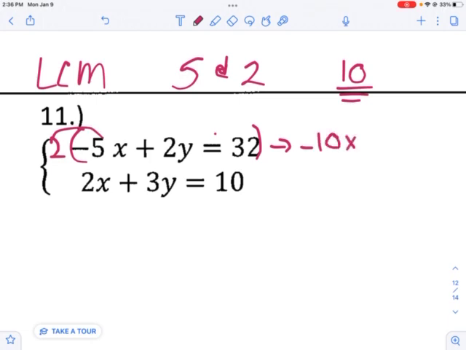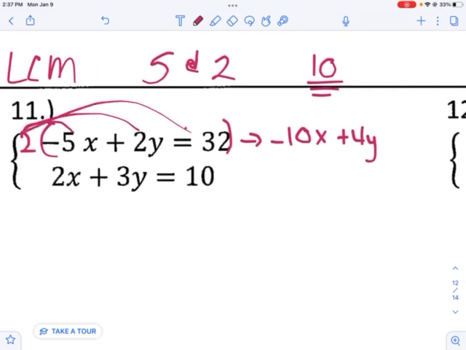Now I need this term to become a 10x. We already have the negative 10x. So I'm just going to multiply this entire equation by 5. 5 times 2x is 10x. 5 times 3y is 15y. And 5 times 10 is 50.